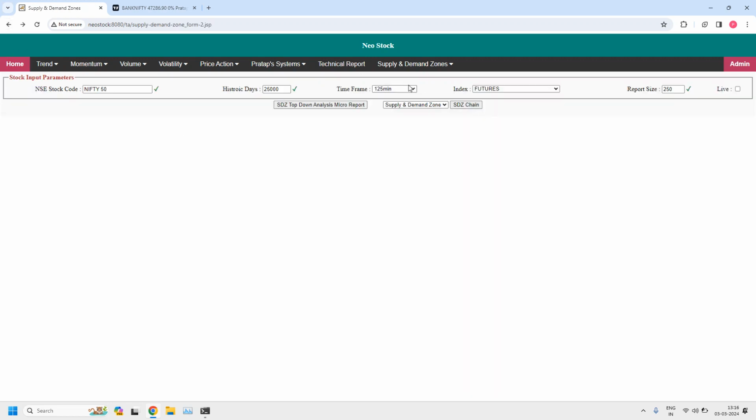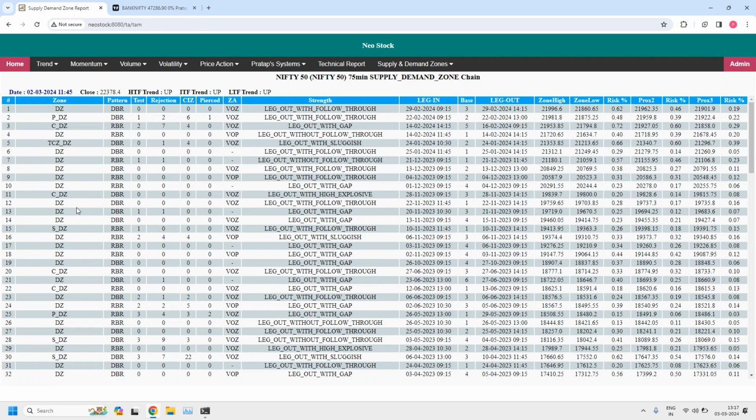So I'm going back. Now I am generating the 75 minute supply demand zone chain. If you observe, there are no supply zones at all, because Nifty has closed near the all-time high. Probably you may find supply zones only in 15 minutes or 5 minutes, I mean, not above that. All of these are high liquidity demand zones, and the third one is a high liquidity demand zone, the same 21,953 that you saw for the 125 minute time frame.